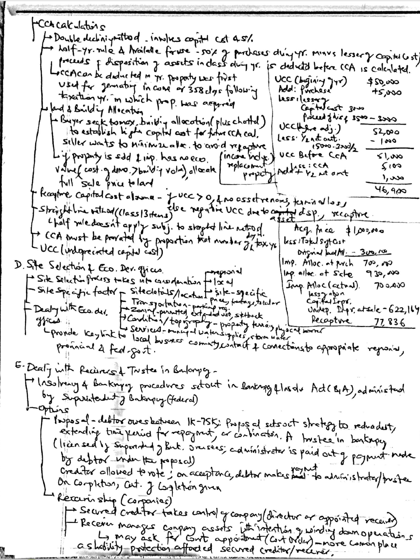The second option is receivership. Receivership is most commonly associated with companies. Typically, a secured creditor takes control of the company either directly or by way of appointed receivers. The receiver manages the company assets with the intention of winding down the corporation. Alternatively, the secured creditor may seek a court appointment, that is, a court order.